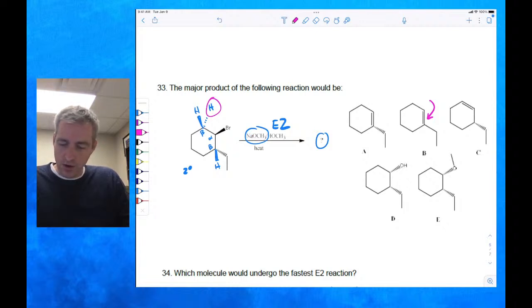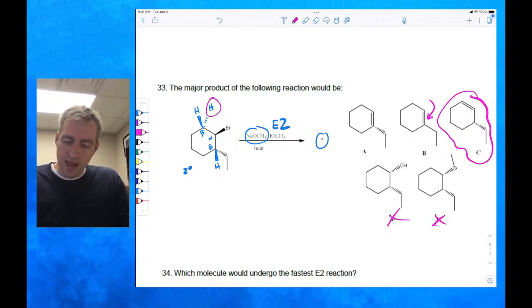What you can do though is eliminate the other way around to make C. That's really your only choice. You're not going to do substitution, it's not going to be D, it's not going to be E, and A is just a poorly drawn version of the molecule in B.